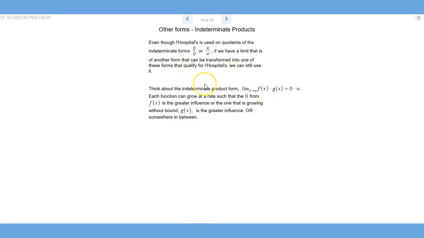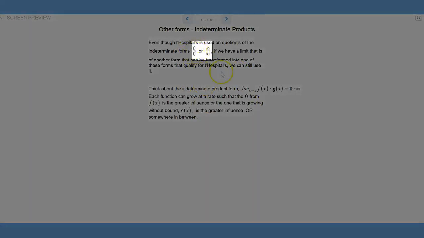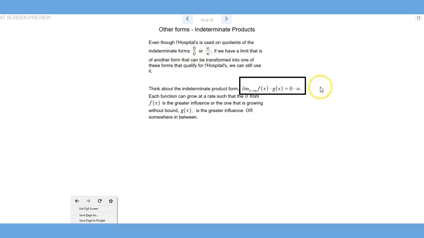There are those other forms that we can use L'Hopital's on. We can turn them into this form of 0 over 0 or infinity over infinity. So if we look at this form, f of x is going to 0 as x goes to a, and g of x is going to infinity. So what does that mean? If g of x is going to infinity faster, then this could be going to infinity. However, if f of x is going to 0 faster, this could be going to 0. So that's why this is called an indeterminate form. We don't know necessarily which function is going to have the greater influence in the limit.